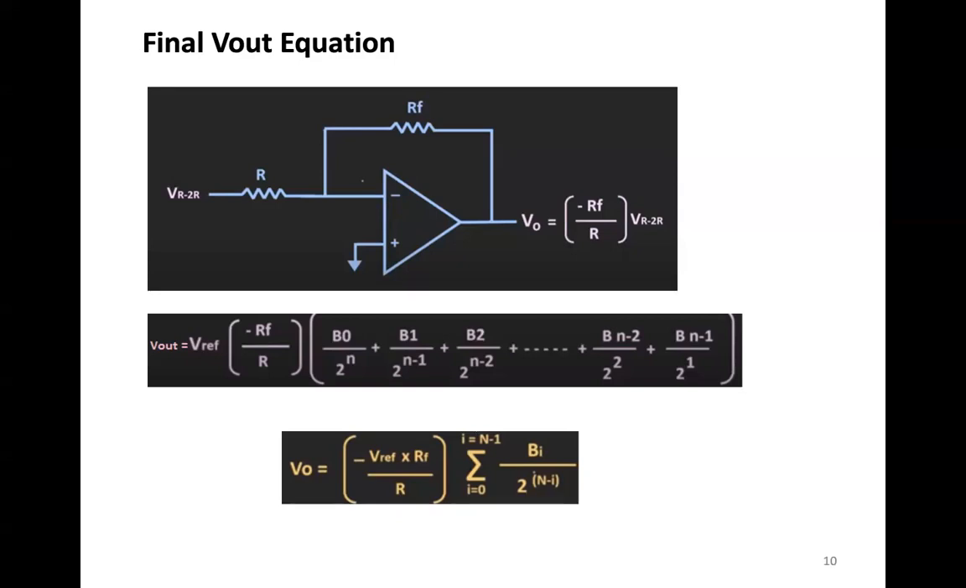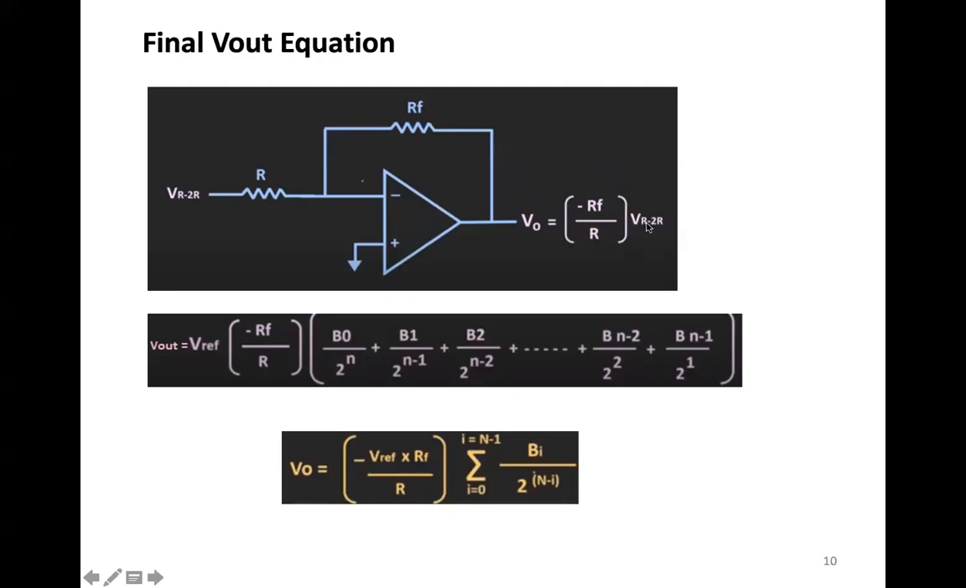In what combination is it? What kind of input have we given? We have given an inverting type, right? So because of this inverting, it is going to be minus RF by R. So this output is going to be minus RF by R, which is the gain factor into the input.